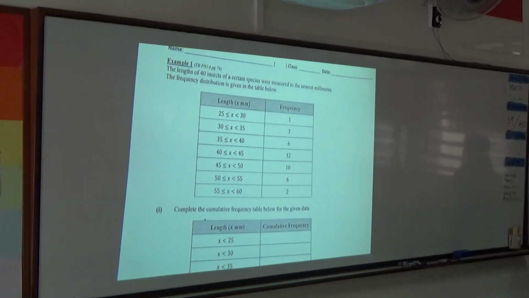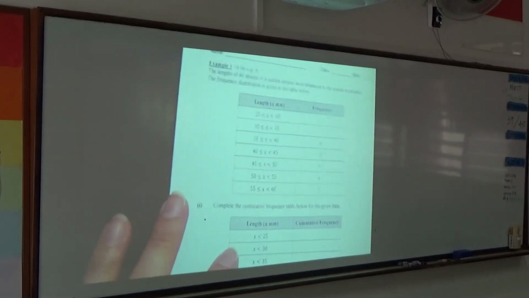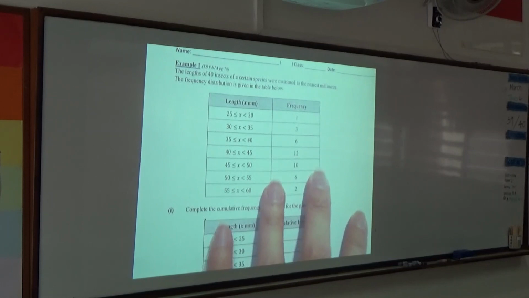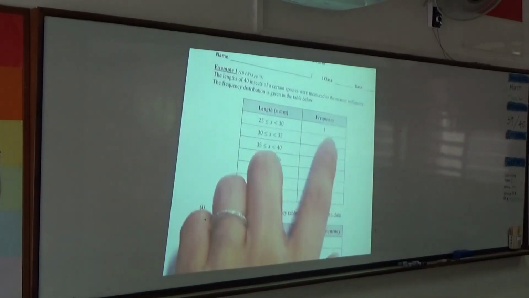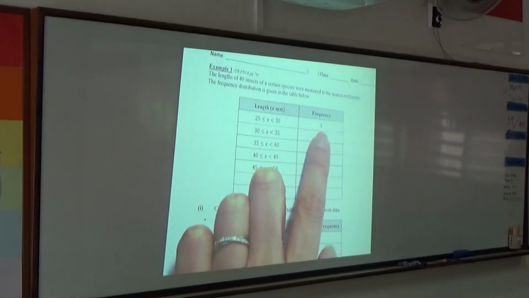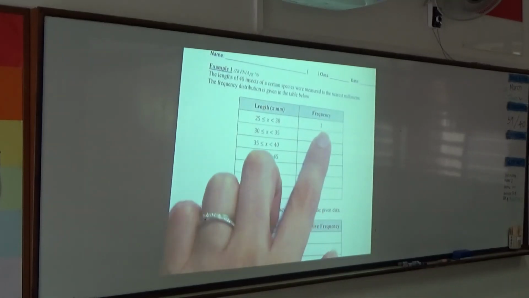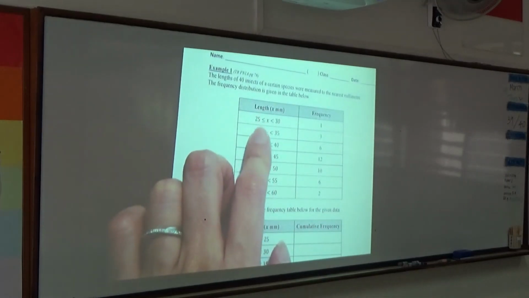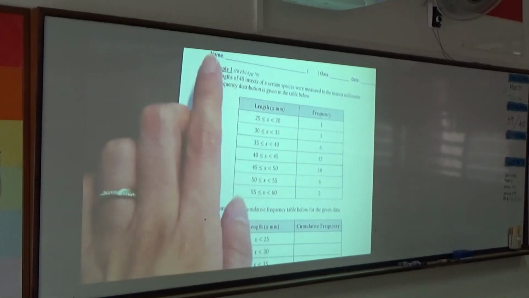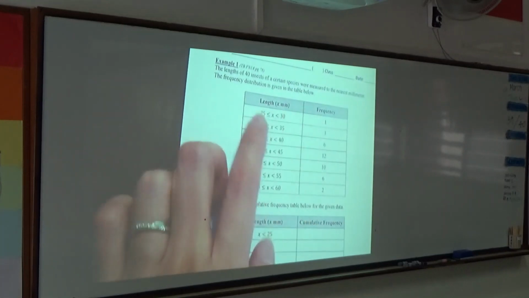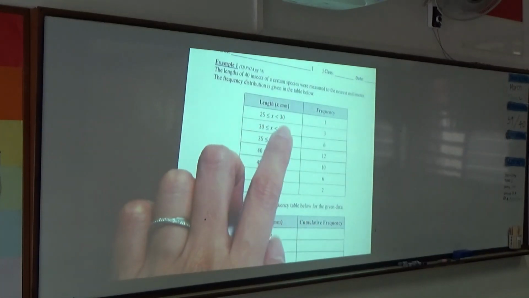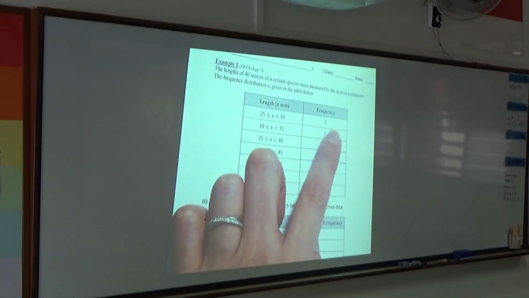Okay, we'll look at example 1, which is a question I took out from your textbook. Practice now 1A. This solely depends on your frequency table and cumulative frequency table. In this case, what we have is a frequency table. The frequency table tells you what is the frequency for the interval. We're looking at the length of various insects. So the number of insects that are of length 25 to 30 millimeters, there's only one such insect.